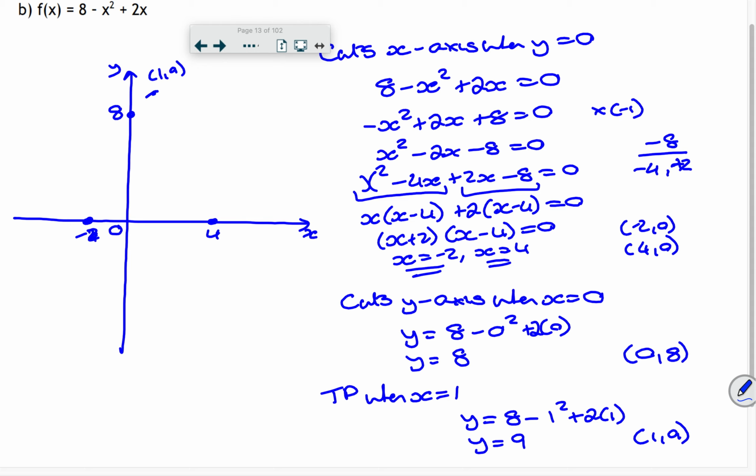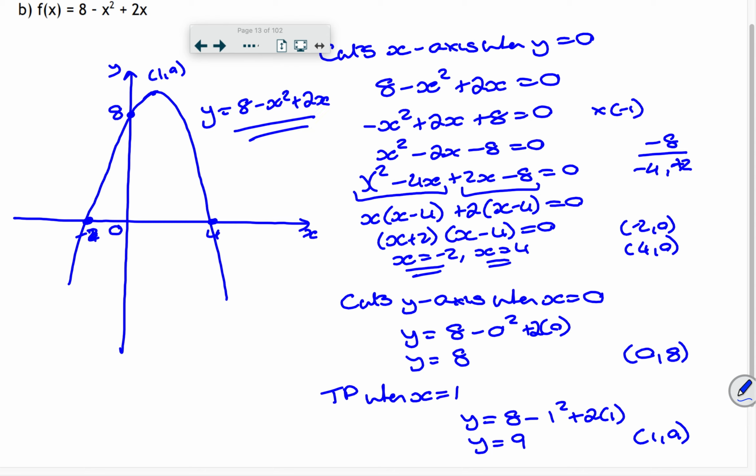And then that gives us this. And that is a graph of y is equal to 8 minus x squared plus 2x. And that's us solving quadratic equations in order to sketch the graphs. Okay.